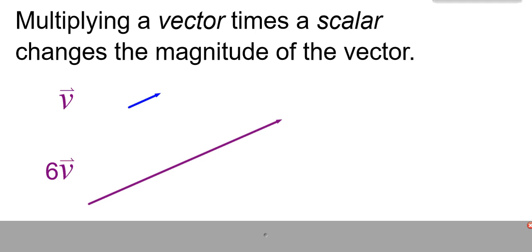And just to prove to you that it's 6 times as long, here's vector v, but I've placed vector v 6 times end to end, or tip to tail, because it's a vector. And we can see that this new vector, this purple vector, the 6v, is 6 times as long and in the exact same direction. So that's what multiplying a scalar times a vector does.